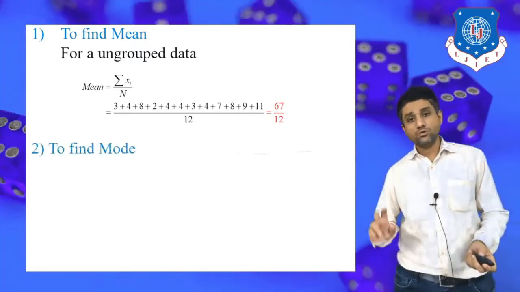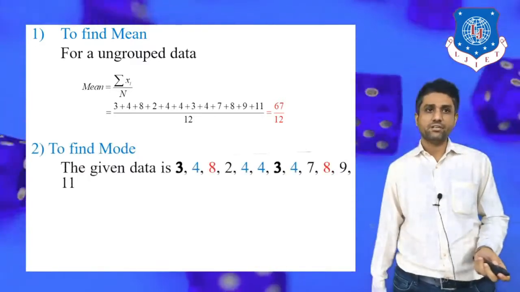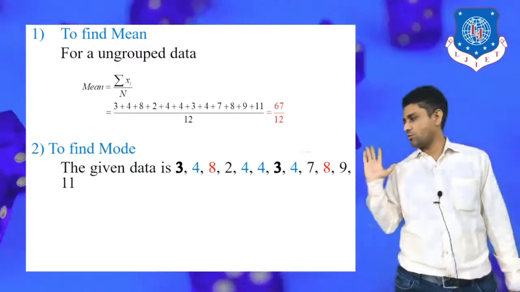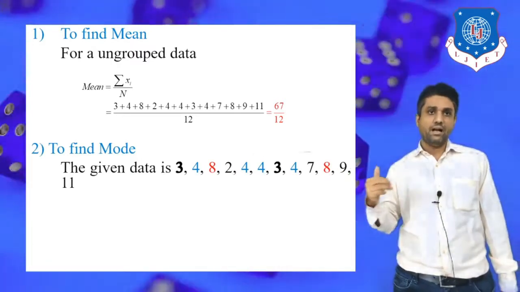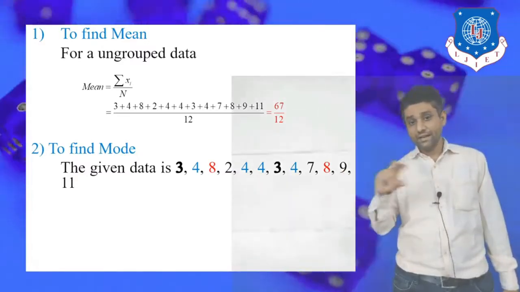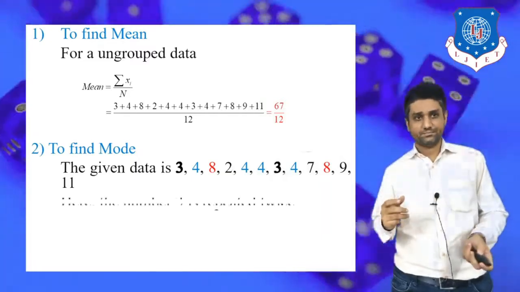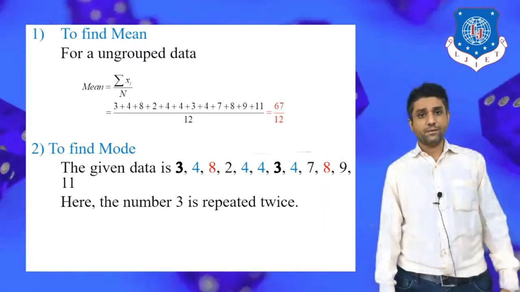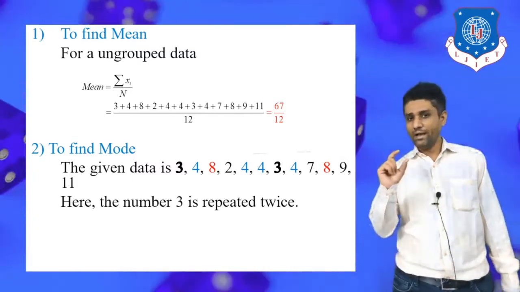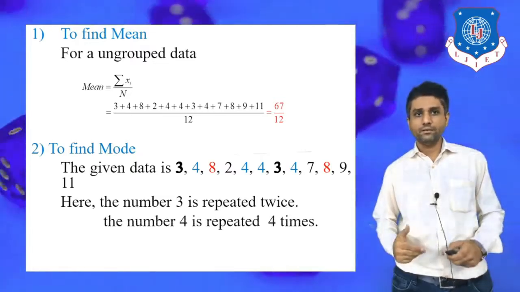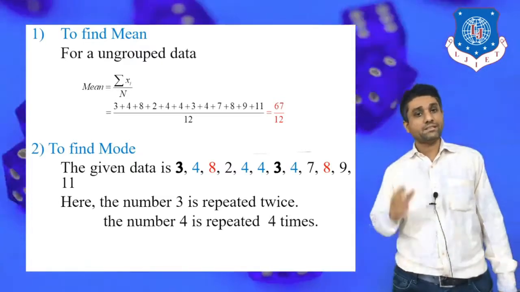Next we have to find the second measure of central tendency, that is mode. Just for convenience, again we write down all the data here, and as you can see, we highlight the data by different colors. What do those colors represent? See here. The number 3 is repeated twice, so we highlight it in green. The number 4 is repeated 4 times, so we highlight it in blue.